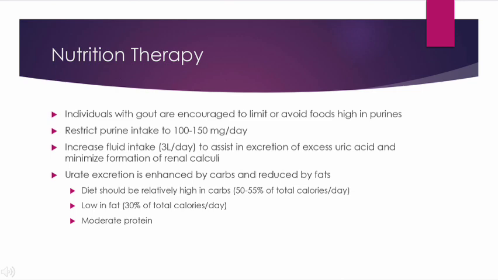One of the first recommendations is to limit or avoid foods that are high in purines. As discussed in the previous slide, these include organ meats, certain seafood, and alcohol, especially beer. These foods increase uric acid production and can trigger acute gout attacks. The next recommendation is to restrict total purine intake to about 100 to 150 milligrams per day. This provides a clear guideline for patients and helps control uric acid levels more effectively.